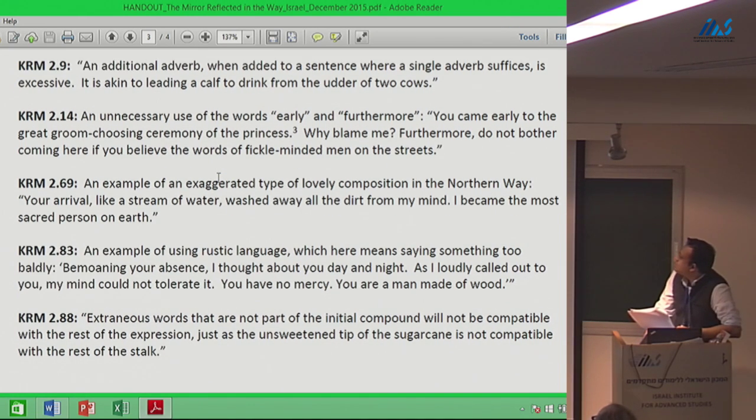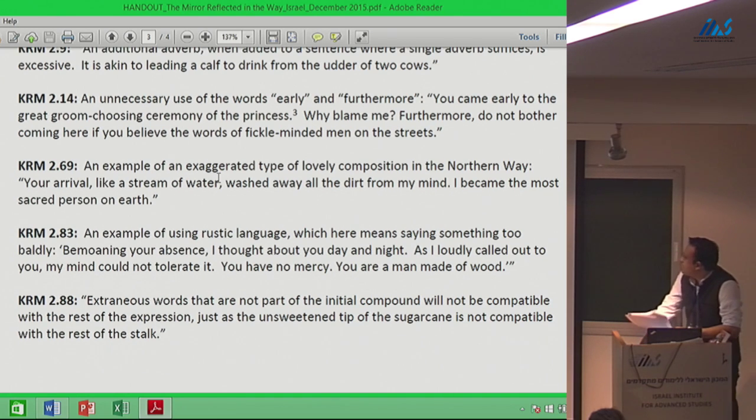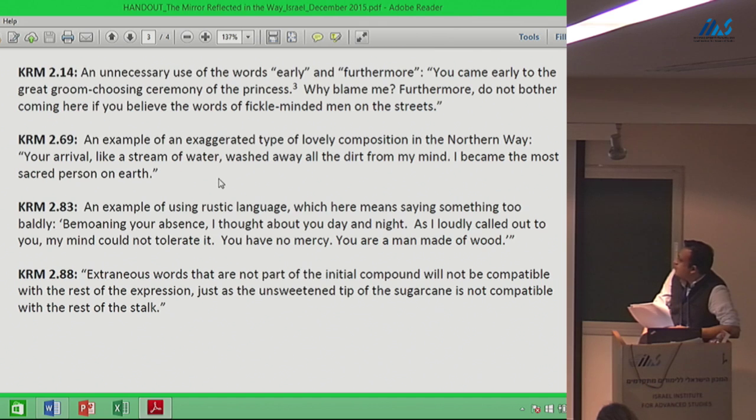An unnecessary use of the words early and furthermore. You came early to the great groom-choosing ceremony of the princes. Why blame me? Furthermore, do not bother coming here if you believe the words of fickle-minded men on the streets. These seem very pedestrian kinds of verses, which are being, from the point of view of it's not Kavya in that sense, an example of an exaggerated type of lovely composition in the northern way. This is your arrival, like a stream of water, washed away all the dirt from my mind. I became the most sacred person on earth.